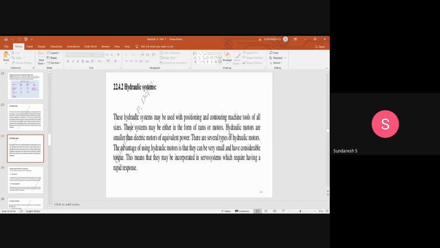Okay, so the main advantage is again the smaller size as well as the torque that you are going to get. And this kind of hydraulic motor is very much incorporated in servo systems, which require a rapid response.